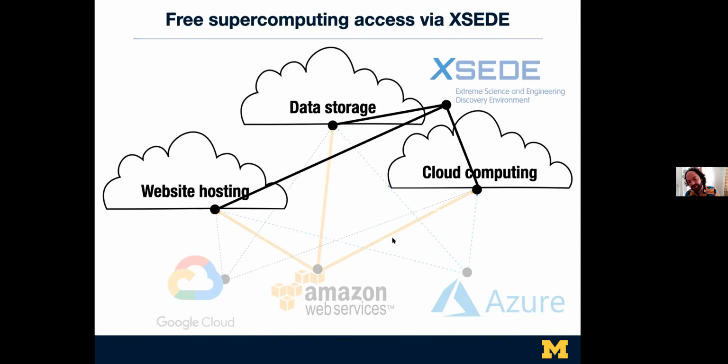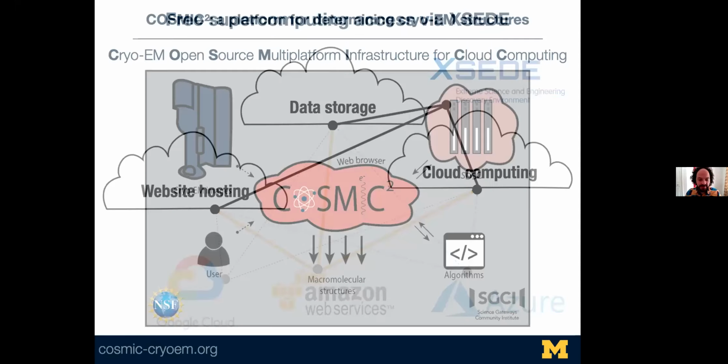So the other side. As I was in San Diego, I have been moving into leveraging what's called XSEDE in the United States, which is a part of the NSF that funds supercomputers. And so XSEDE offers the same services, but it's free for academics, which I think people would appreciate. And so they offer data storage, cloud computing, and also website hosting.